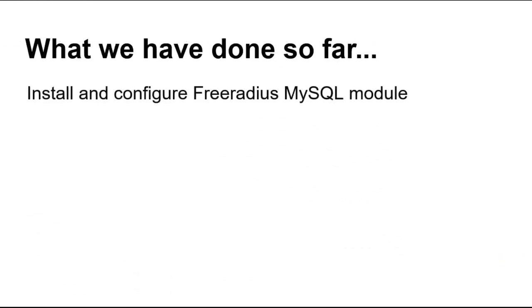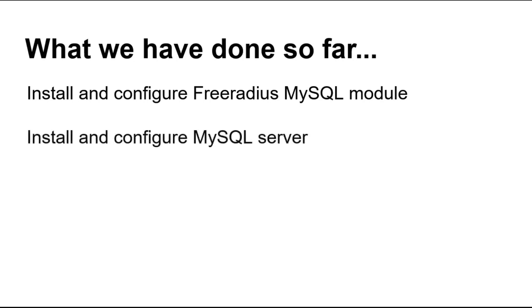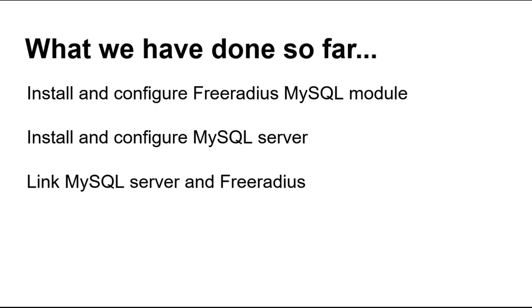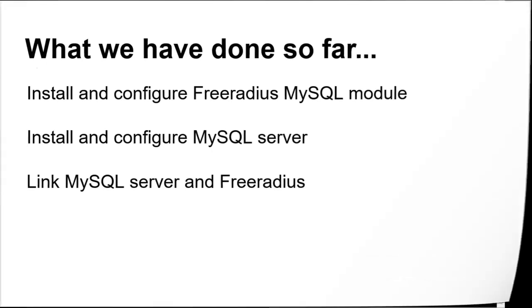Okay, this is what we have done so far. We have seen how to install and configure the Freeradius MySQL module. We also saw how to install and configure the MySQL server. And finally, we made a link between MySQL and Freeradius. Now we will see how to install the Apache web server, PHP, and Daloradius, the Freeradius web interface.